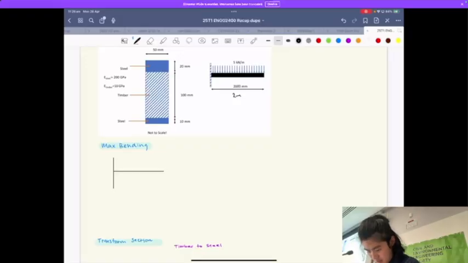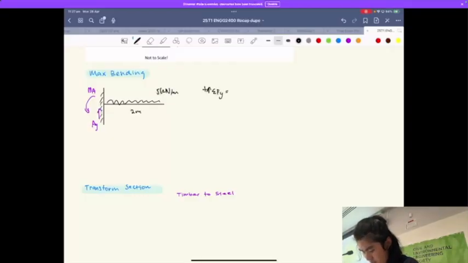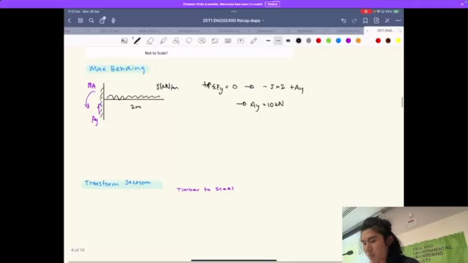Cantilever should look something like this. And you have reaction forces here, and also a moment about here. So then, just doing ENGG2400, you have your forces in the y direction. You get -5 times 2 plus Ay. And then you get Ay is equal to 10. And then for moment, pretty much the moment's a little bit different.